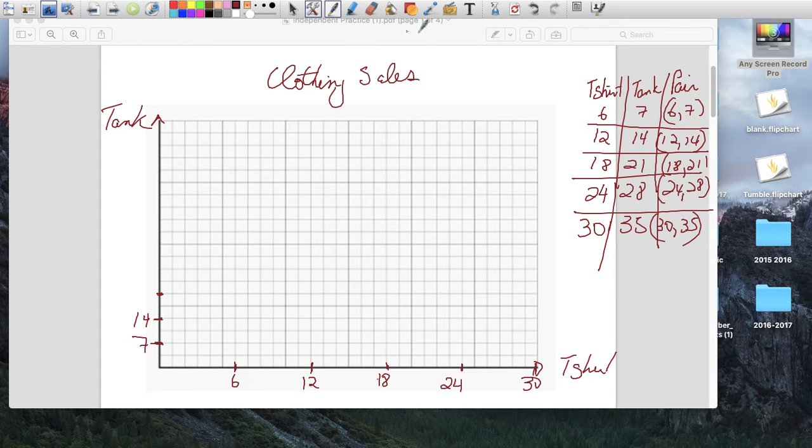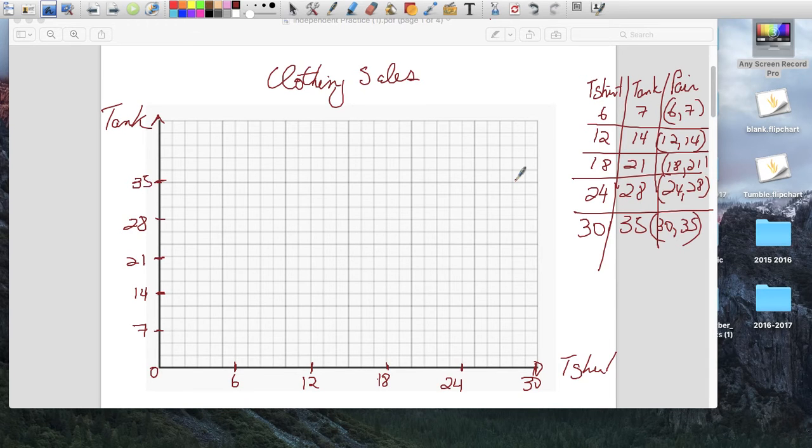Now we could actually make it every three boxes. Let me space it out a little bit more. So we're going to count three boxes and mark it 7. 7, 1, 2, 3, 14, 1, 2, 3, 21, 1, 2, 3, 28, 1, 2, 3, and 35. Okay, much better. So now we'll write 0 over here.